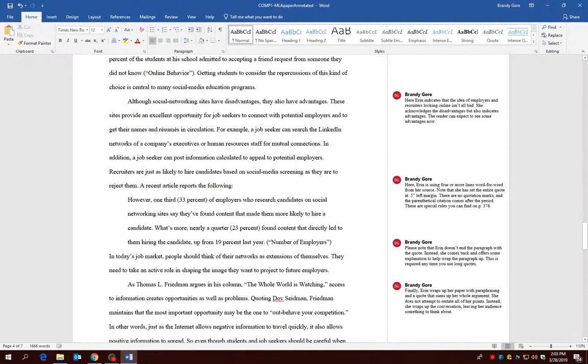All right. Although social networking sites have disadvantages, they also have advantages. Here, Erin indicates that the idea of employers and recruiters looking online isn't all bad. She acknowledges the disadvantages, but also indicates advantages. The reader can expect to see some advantages now. So she's transitioning from all of the bad or disadvantages that have been presented to now saying, guess what? There are some advantages in this conversation.